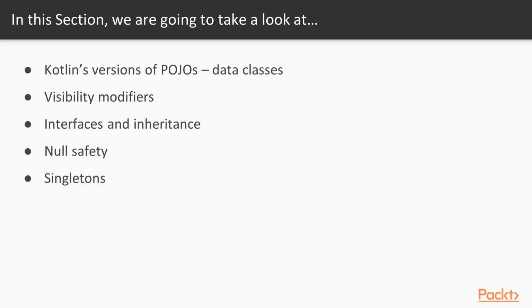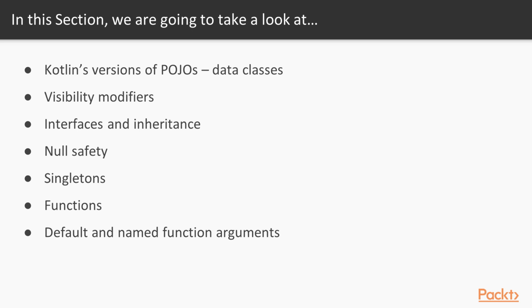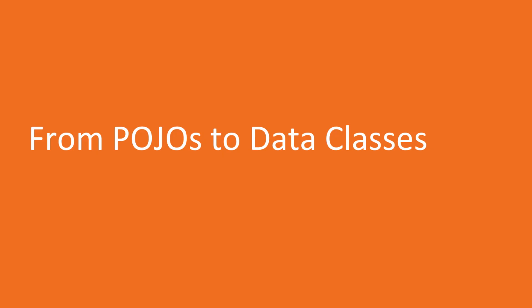We'll also discuss singletons, functions, default and named function arguments, and control flow. Also in this section, we're going to begin a stock tracking app, which basically means throughout this section, we'll be working on an application that allows you to track certain stocks, from POJOs to data classes.